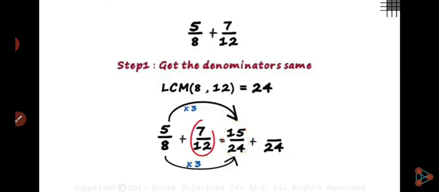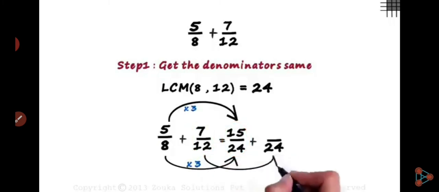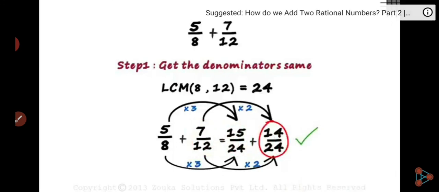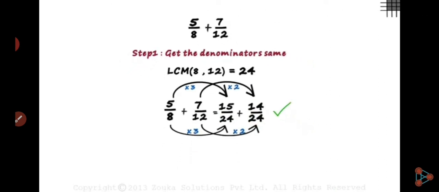For the second rational number, we have to multiply the denominator by 2 to make it 24. We also multiply the numerator by 2 to keep the value of the rational number unchanged. 7 times 2 is equal to 14. The second rational number can be written as 14 by 24. That's it. The first step is over. We made both the denominators same. The second and the third steps are simple.